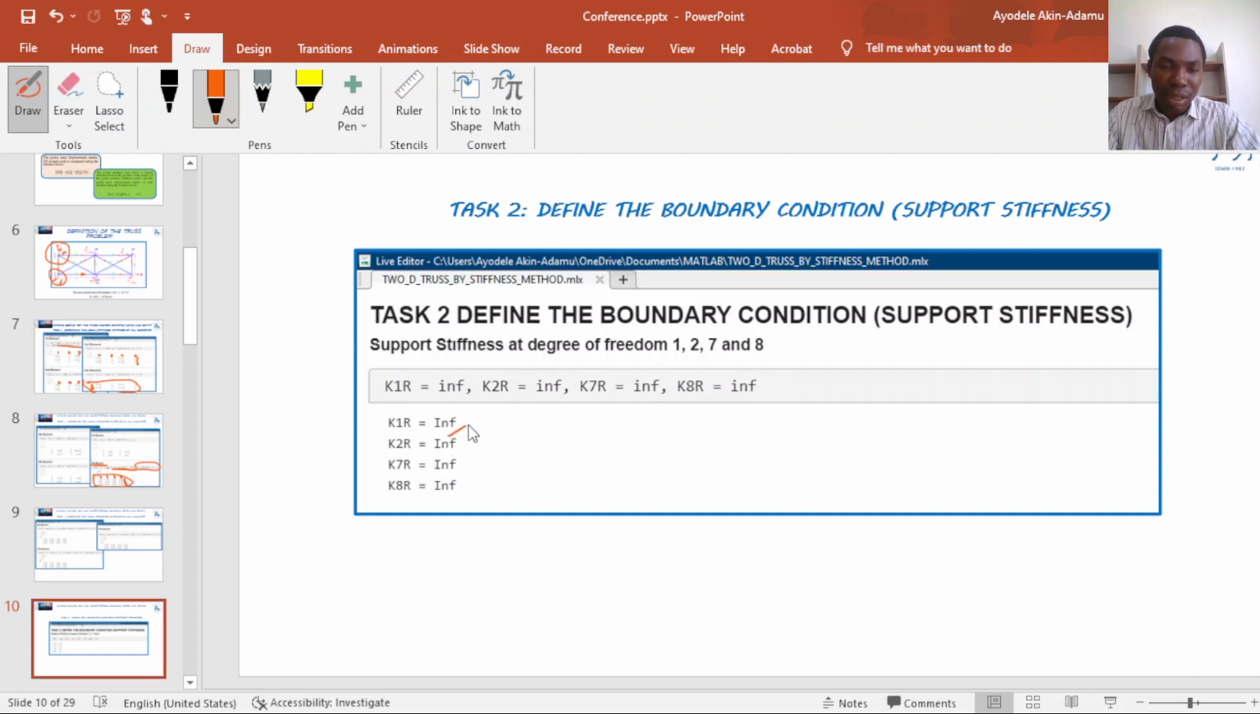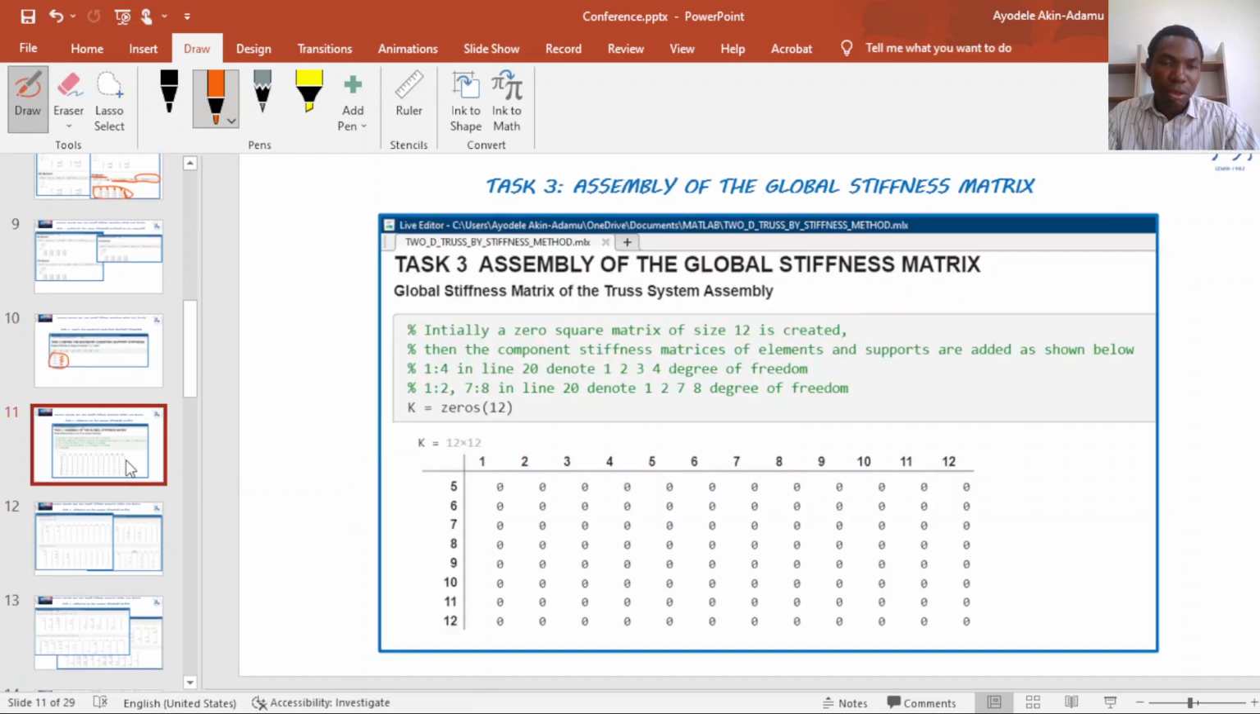Now, the stiffness I'm defining as infinity. There is a variable in Matlab called infinity, a very large number. I don't know the number, but it's called infinity. So I'm adding a value called infinity at 1, 1, 2, 2, 7, 7, and 8, 8 of the stiffness matrix. So I'm defining these stiffnesses here. You can see that's why I say K1R equals infinity, K2R equals infinity, K7R equals infinity, K8R equals infinity. It's actually so long.